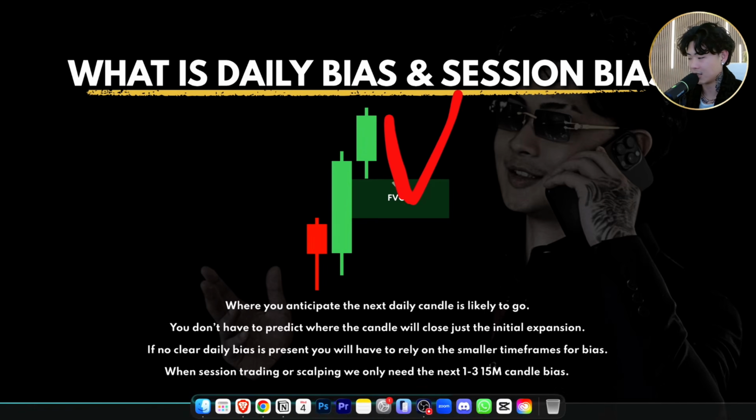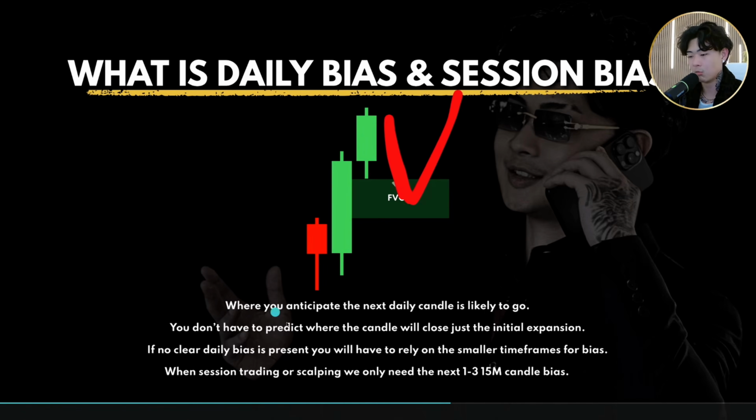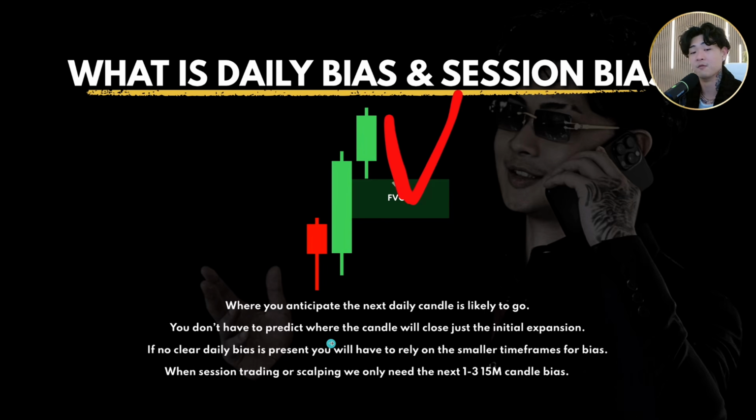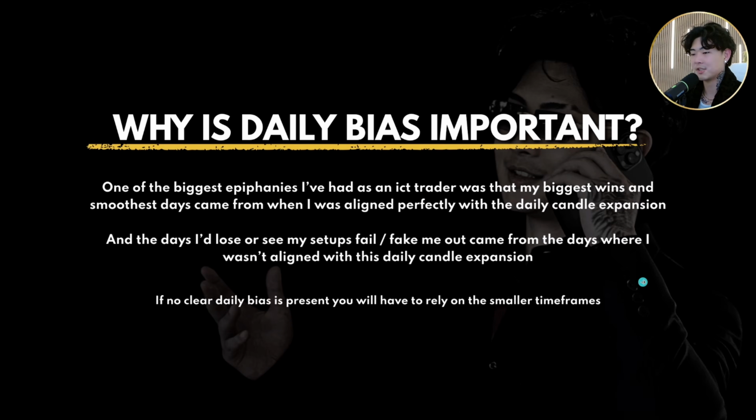And if there's no daily bias, and even if there is, you also will find your session bias by dropping down to the 15-minute, the 1-hour, etc. And what does that look like? It looks like the exact same process, guys, except you're just looking at a smaller time frame. So if there's no clear daily bias, you'll have to rely on those time frames. When session trading or scalping, we really only need to focus on the next 1 to 3 15-minute candles and where they're going to go. And like I said, when you line it up with the daily, it's even more high probability, but it is not required.